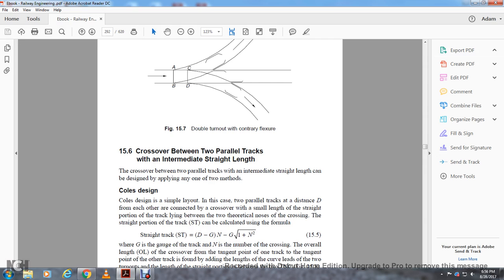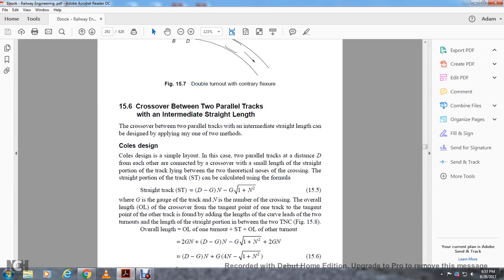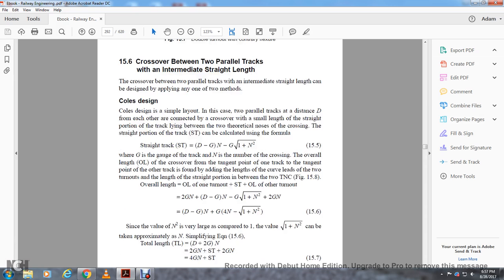ST can be calculated using the following: the straight track equals the distance d minus the gauge times n, minus the gauge times the square root of 1 plus n squared, where n is the number of the crossing. The overall length of the crossover, up to the tangent point of the track, adding the length of the curve that leads to the two turnouts along the straight portion between the theoretical nose, equals OL on one turnout plus ST on the straight track plus OL, the overall length of the turnout.